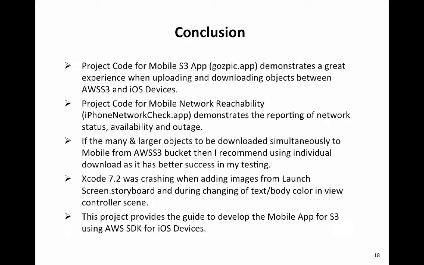Conclusion. This project code demonstrates a great experience when uploading and downloading objects between AWS S3 and iOS devices. The mobile network reachability project demonstrates the network status reporting. Downloading larger objects simultaneously from the S3 bucket to mobile is slow. I recommend downloading individual ones for better success and speed. Xcode 7.2 was crashing during image addition from the launch screen storyboard and changing of text body color in the view controller scene. Finally, this project provides the guide and instructions to develop a mobile app using AWS SDK for iOS devices.